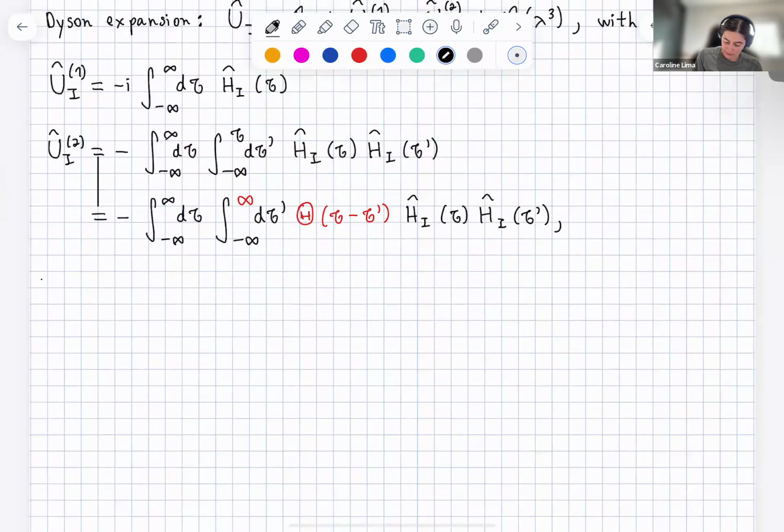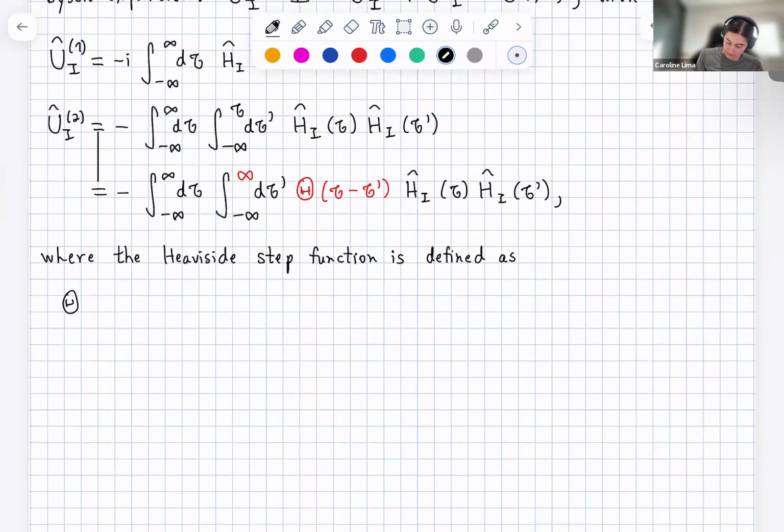Let me just define this. The Heaviside step function, or theta function, is defined as the following. The Heaviside of x is going to be given by 0 if x is smaller than 0, and 1 if x is greater than 0.